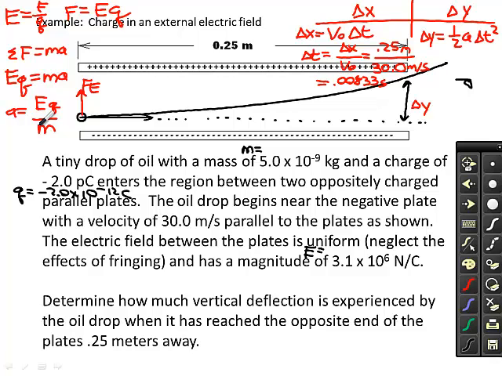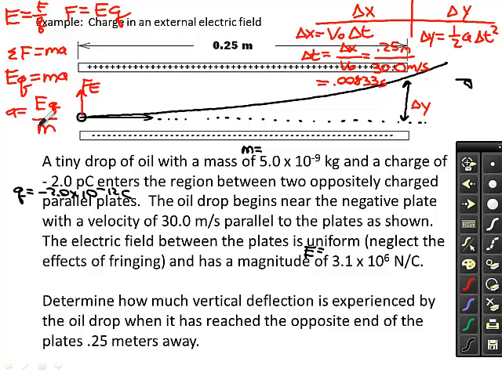Oh, I'm sorry. It's not the charge on an electron. I take that back. I'm thinking of a different problem. It's an oil drop with a charge of -2 picocoulombs, so -2 times 10 to the minus 12 coulombs. I beg your pardon. We're going to put that in for Q. We know E is 3.1 times 10 to the 6. We know the mass is 5 times 10 to the minus 9 kilograms. So we can come up with the acceleration, and we can come up with delta y.